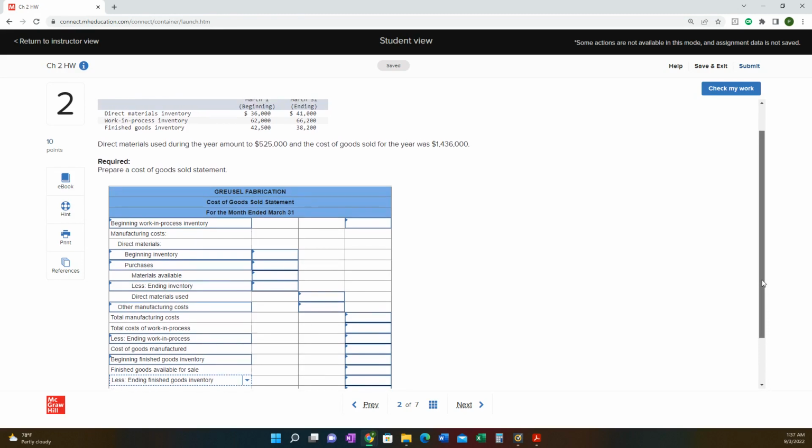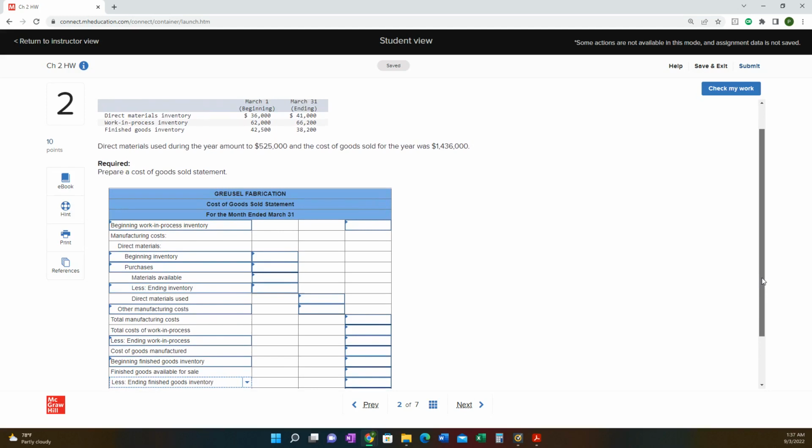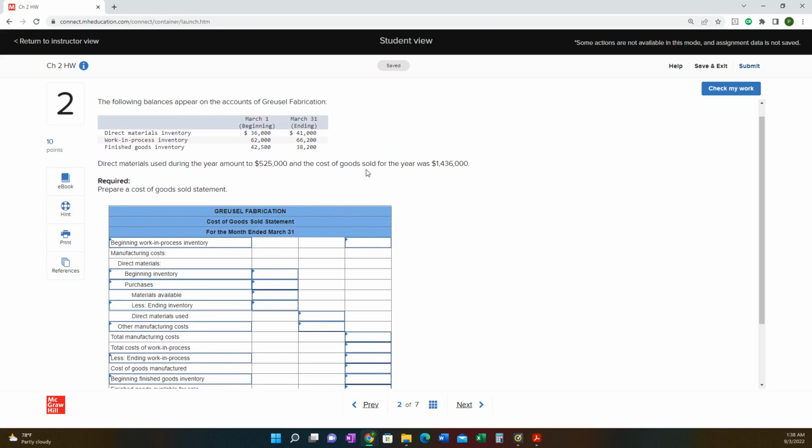For this cost of goods sold statement, they give us some numbers here at the top. They give us beginning and ending amounts of direct materials, work in process, and finished goods. And they also tell us how much of the direct materials we used in the year, which was $525,000, and cost of goods sold was $1,436,000. So what we need to do is fill in what we know first and then try to figure out what the blanks are. So the first line is beginning work in process inventory, which we already know because it tells us at the top it's $62,000.